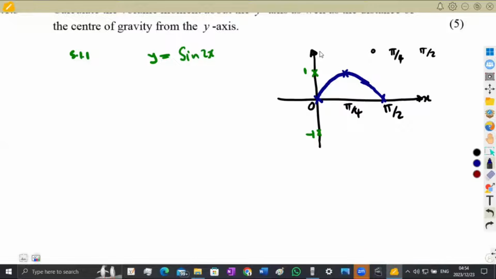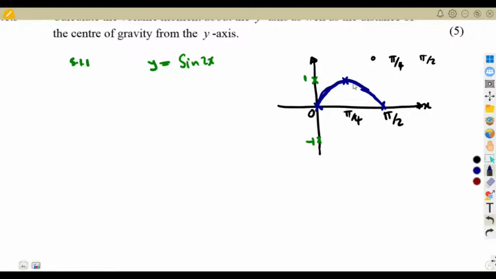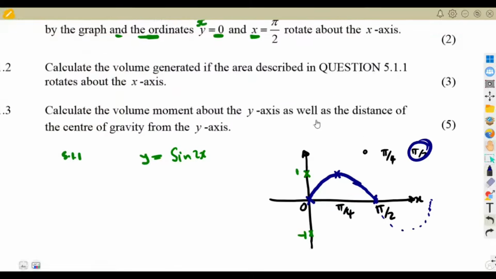Like I said, we are supposed to have the graph of sine like this, as a continuation. But in this case, we are limited up to pi over 2. So we're not going to have that extension of our graph on that side, but it was supposed to be there like that.